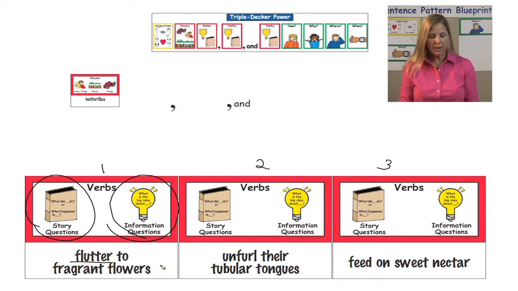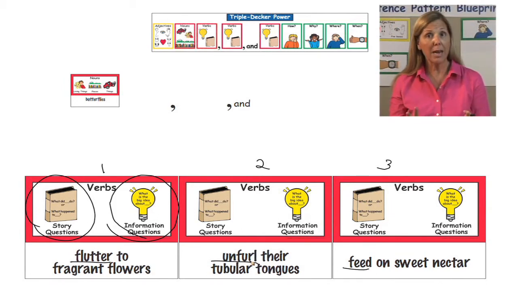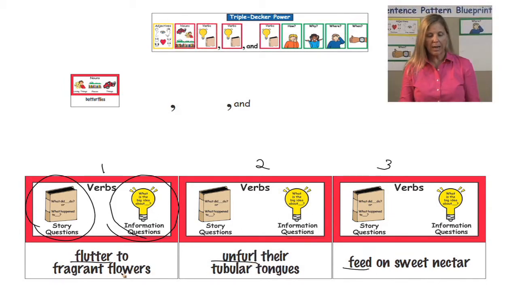Notice we are keeping our verbs in present tense. They flutter, unfurl, and feed. Why? Because this is science and it's true information. Talking about what butterflies do, it's in present tense to show that this information is true. Flutter to fragrant flowers, unfurl their tongues. What kind of tongues? Tubular tongues. And then feed on nectar. Let's add an adjective here as well, sweet nectar.